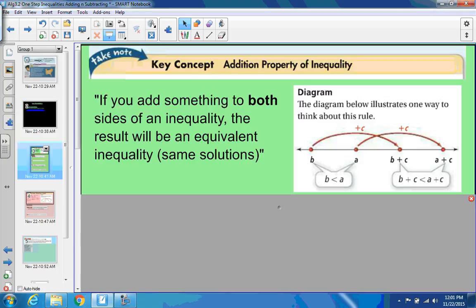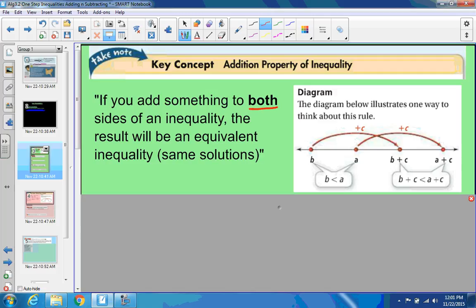The first thing that we're going to talk about is the addition property of inequality. How you can use addition to solve an inequality. I have it in words and in a picture here. The words basically say if you add something to both sides of an inequality, remember, what you do to one side of the inequality you must do to the other, just like equations, the result will still be an equivalent inequality, having the same solutions.